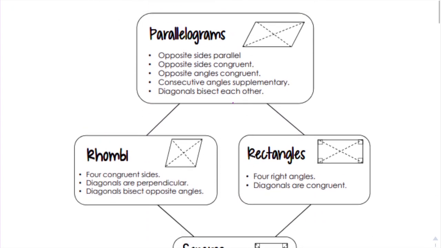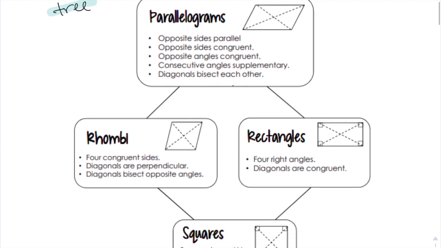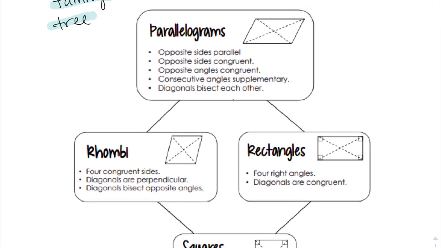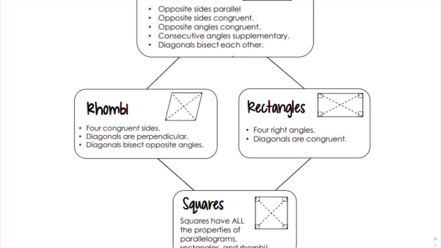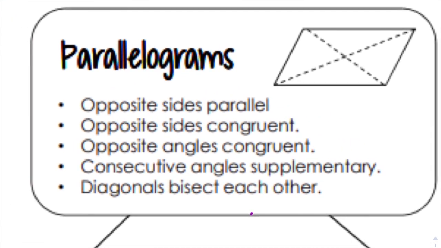So when you see this diagram here, I want you to think of a family tree. And I'll tell you why. Everything starts with a parallelogram for the quadrilaterals, four-sided shapes. And notice how from a parallelogram extends two shapes, and then from those two shapes extends another shape. So it's a family tree. So let's first talk about parallelograms.